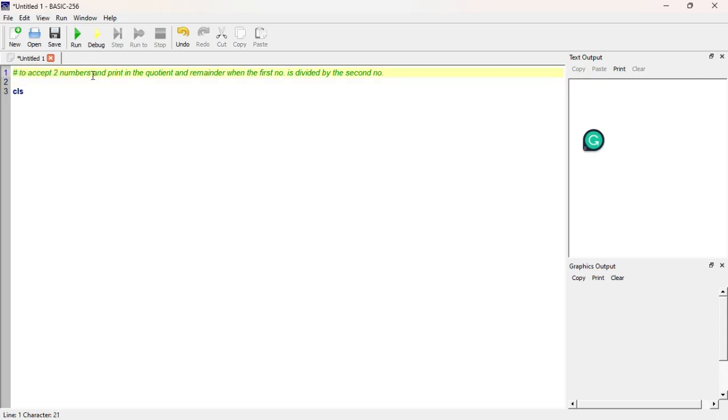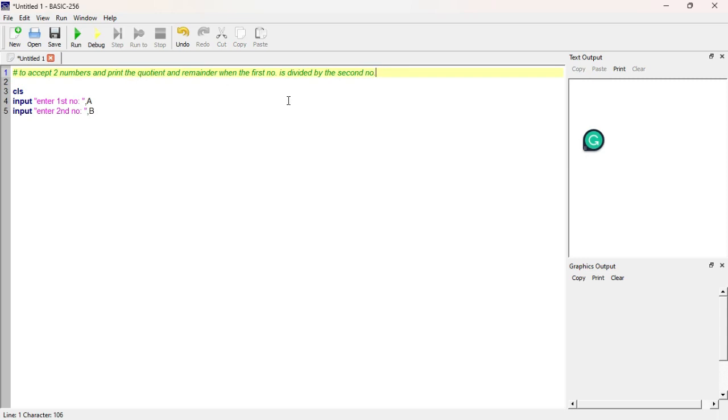First, we are going to solve this part of the question: to accept two numbers. So we know how to make the computer accept two numbers by using input. Suppose A, then enter the second number, which will be B. Then the next part of the question says, and print the quotient and remainder when the first number is divided by the second number.